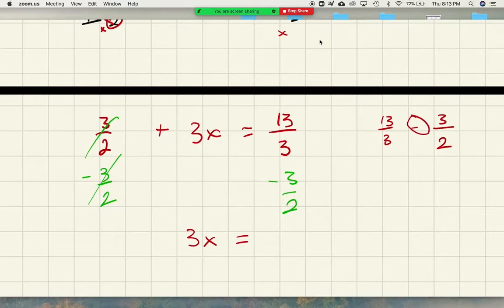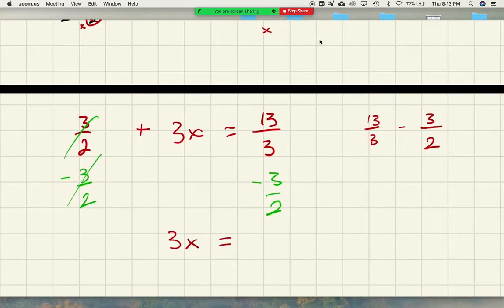Whenever you're adding or subtracting, you have to get a common denominator. So here the question is, what can you multiply to this number and then to this number so that they come out to be the same number? In this case, the same number would be 6, because you can multiply this one by 2 and this one by 3.